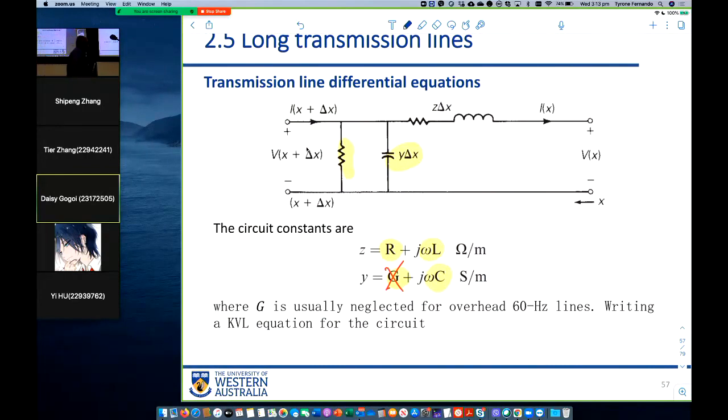So Z is some resistor value plus j omega L. Y is j omega C, right? We usually neglect G, because that resistor value is quite large, and we can therefore ignore the conductance. Conductance is the inverse of the resistance, right?